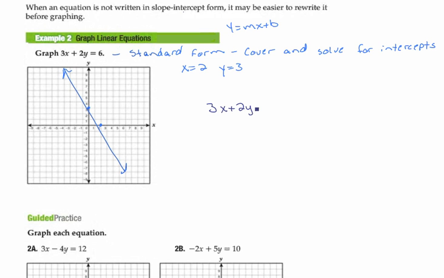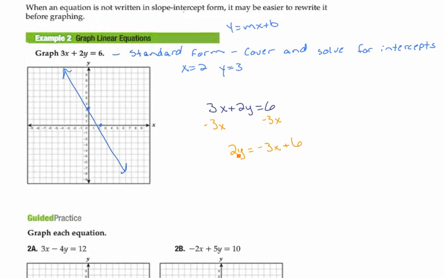3x plus 2y equals 6. I'm going to have to undo everything around this y. So first step, I'm going to add or subtract. I have to subtract this 3x over. So I have 2y equals, and notice in my equation, the variable piece comes first. So I'm going to say negative 3x, and this is a positive 6.